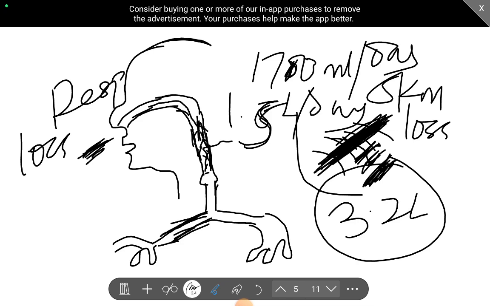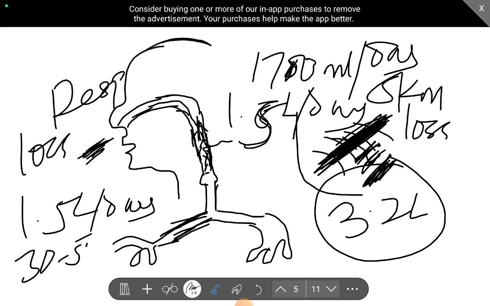Okay, if you don't want to express fluid loss from the kidney in terms of day, you can also express it in terms of hour. So meaning that 1.5 liters per day is also the same as saying 30 to 50 mils per hour.